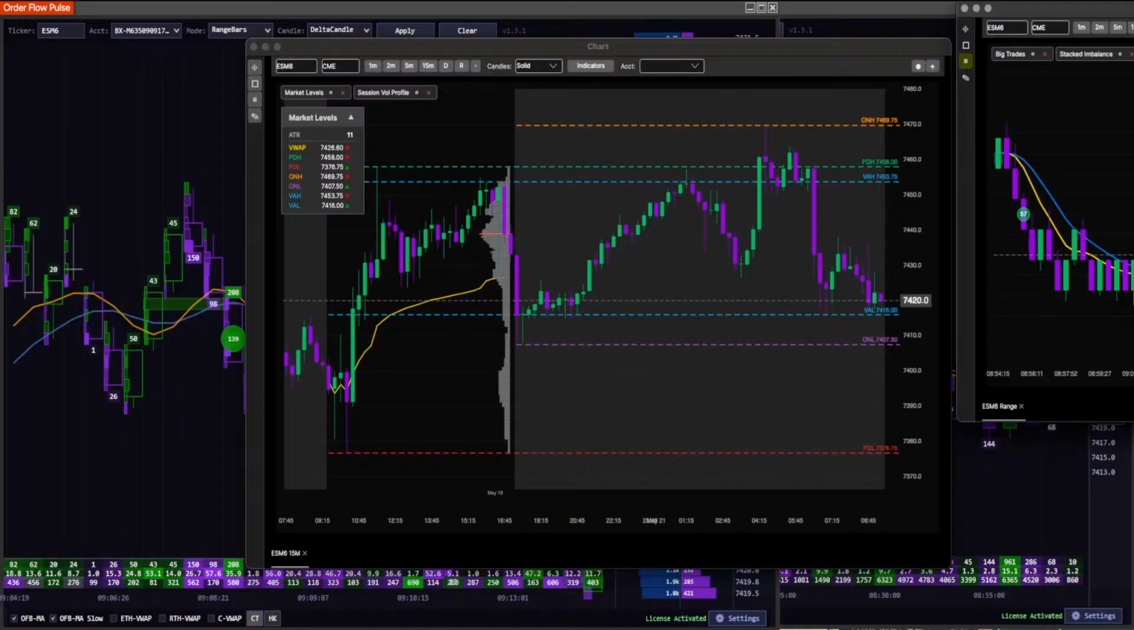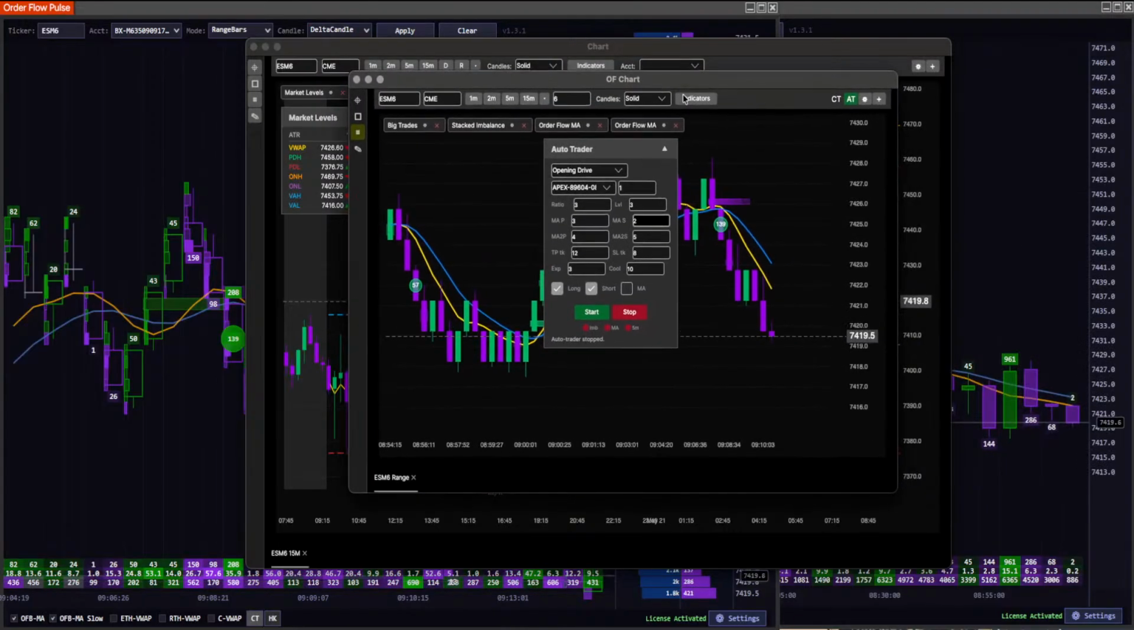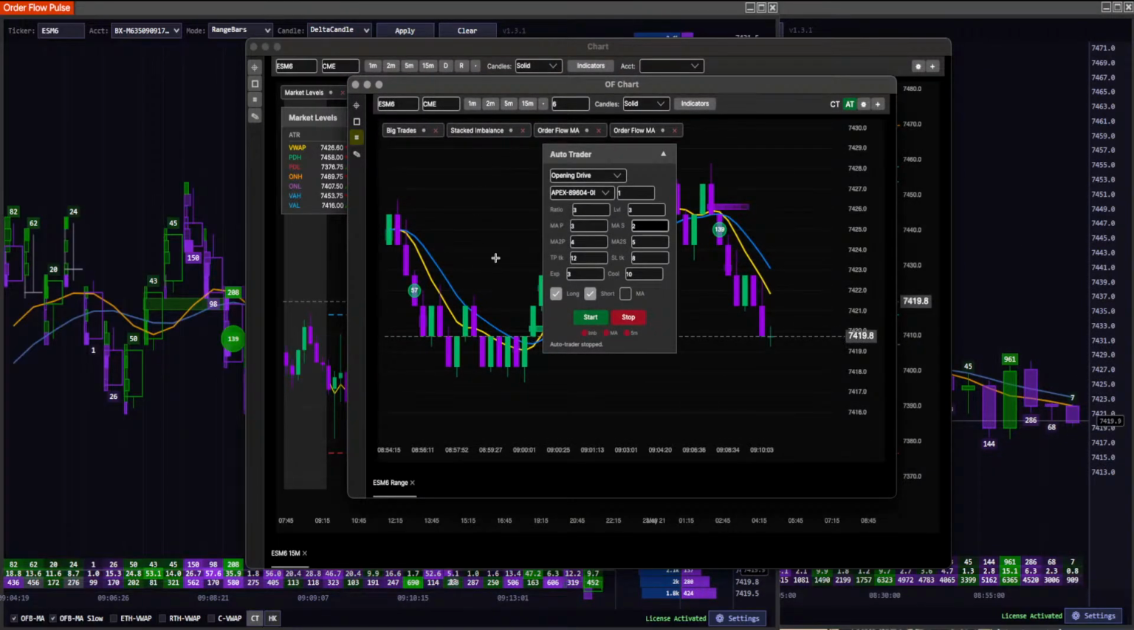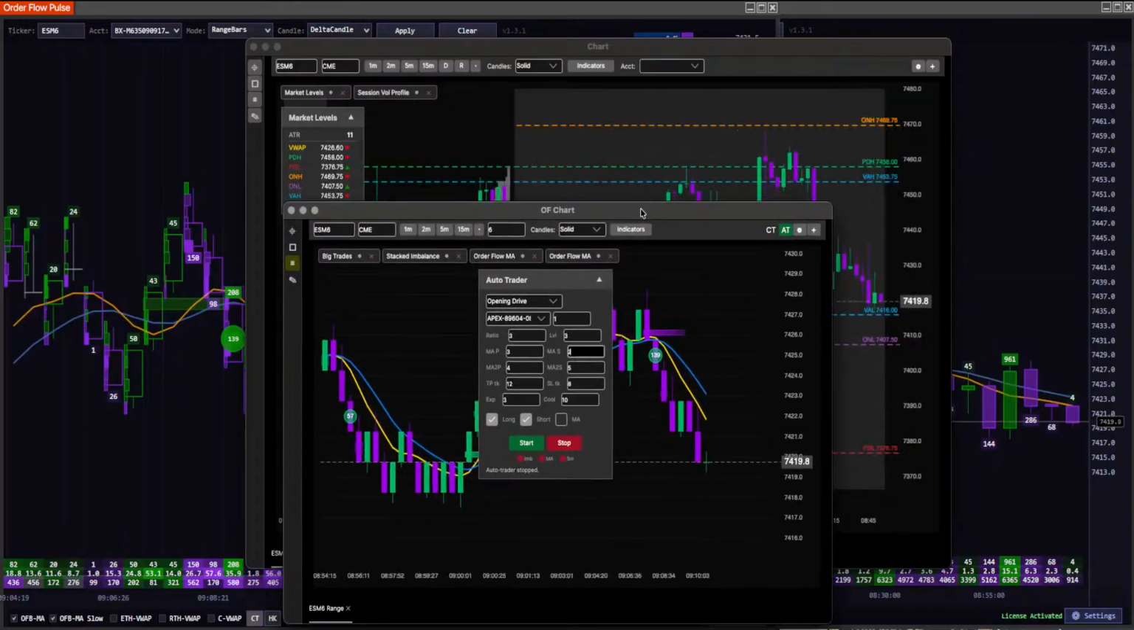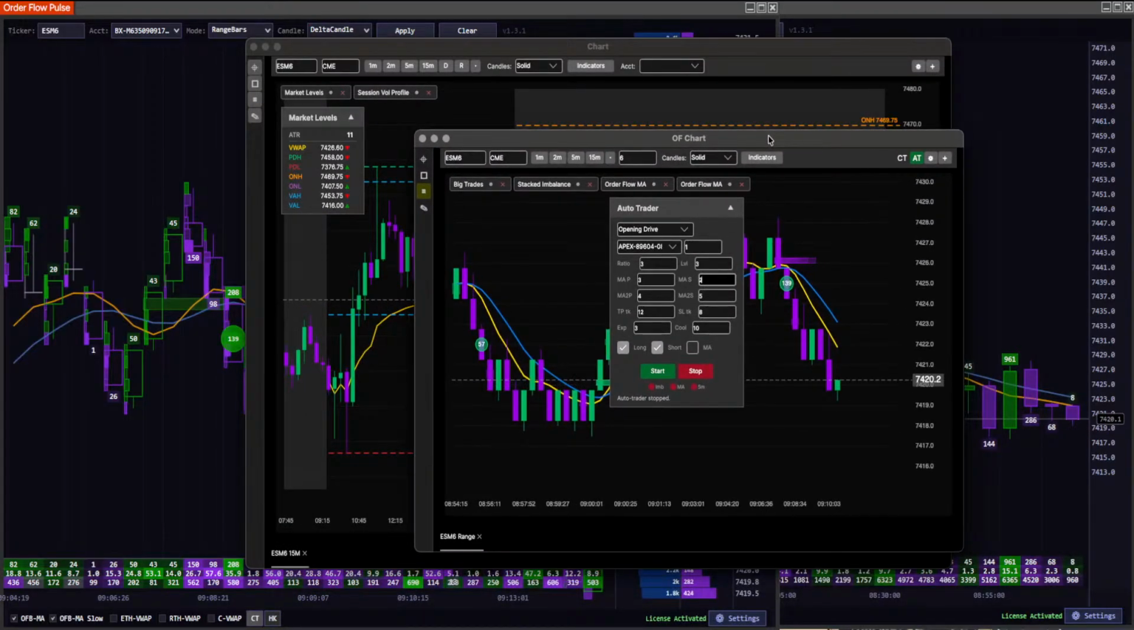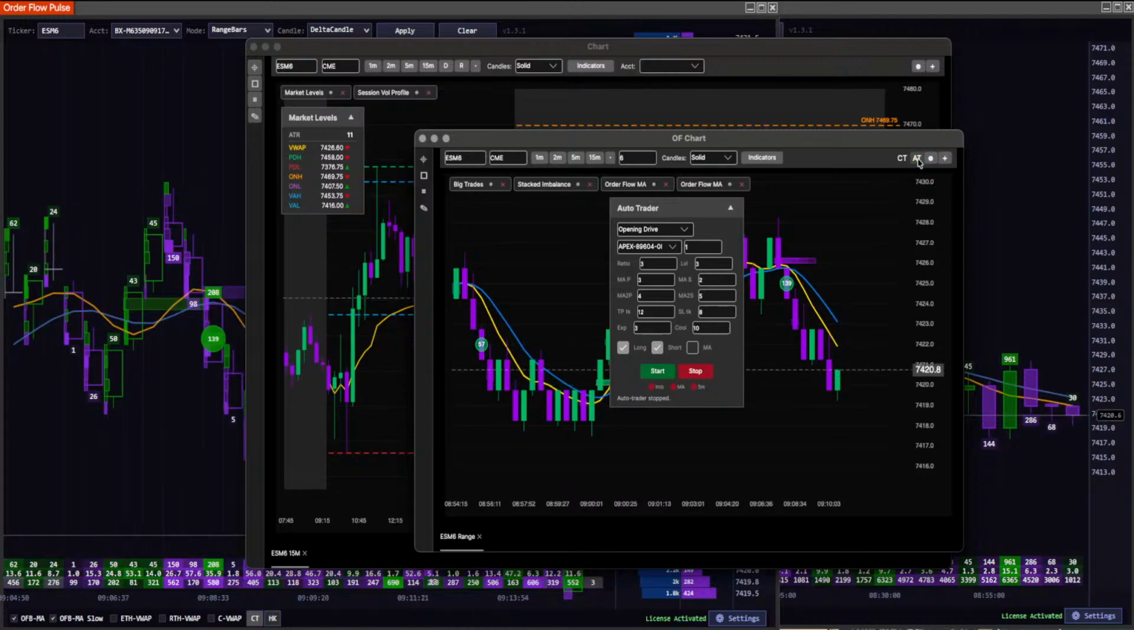I was just setting up my range scalper. This is not Ninja Trader. This is the platform that I'm working on. I'm working with Rhythmic right now, and I'm working on a section called Auto Trader.